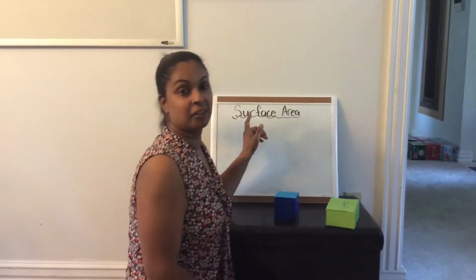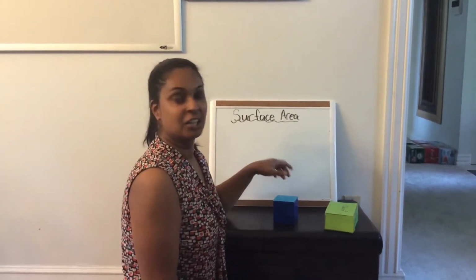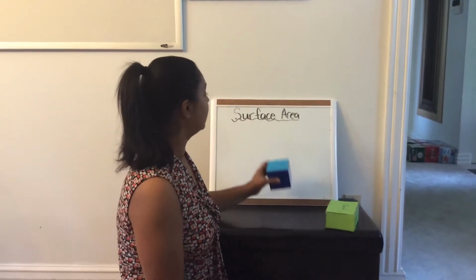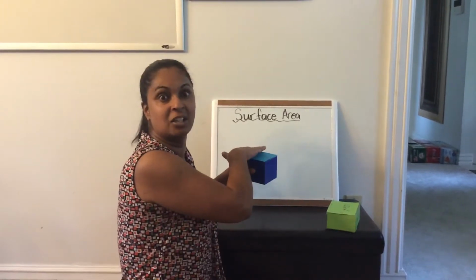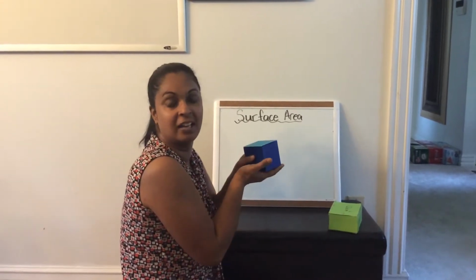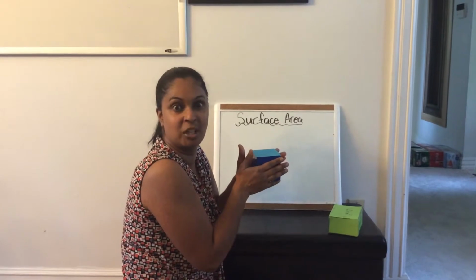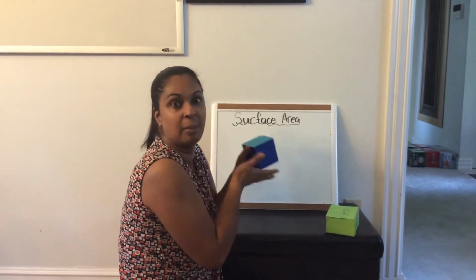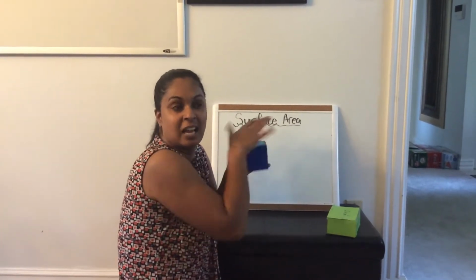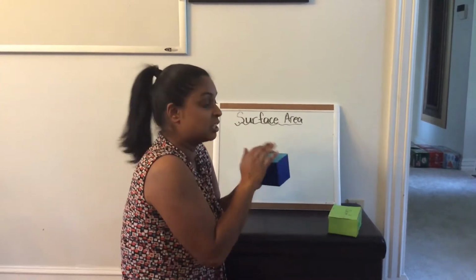So today you're going to calculate something called surface area. Surface area is just what it takes to cover the outside of a 3D object. Imagine that you're maybe wrapping it up. So not the inside, just the outside, the surfaces.